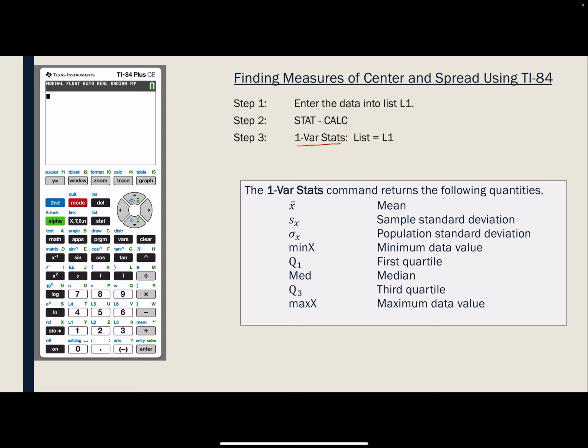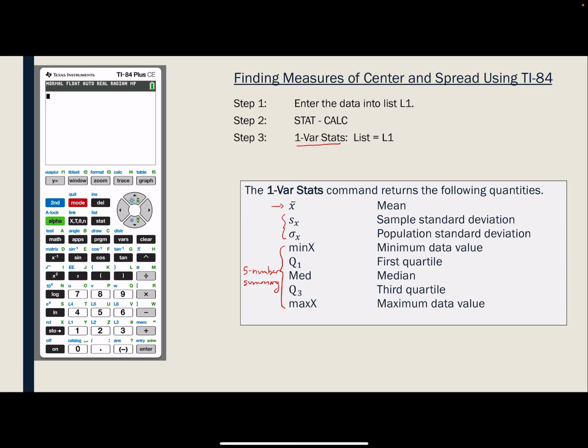So anything with a bar over it, like this, is the mean. Both of these represent the standard deviation. One is for a sample and one's for the population. So depending on the context of the problem, you're going to need to decide which one of these to use. This min, Q1, median, Q3, and max, this is called the 5-number summary. And we're going to learn more about this in section 3.3. But notice that the median is part of the 5-number summary.